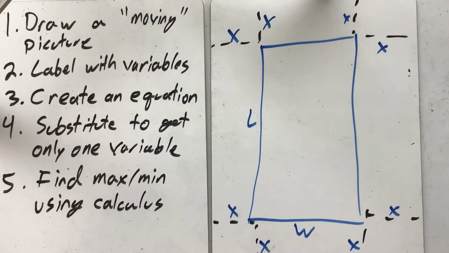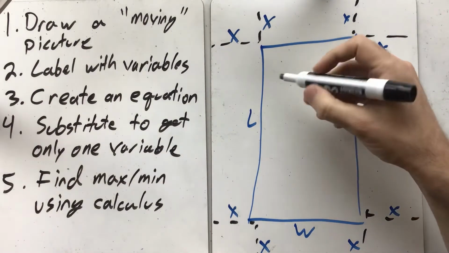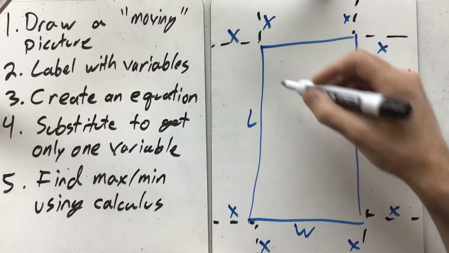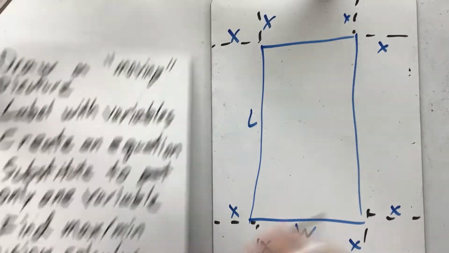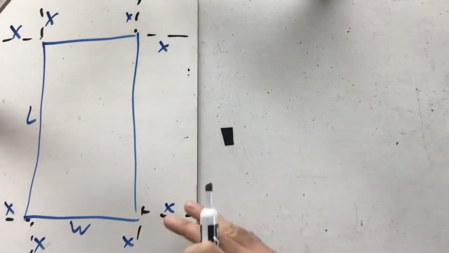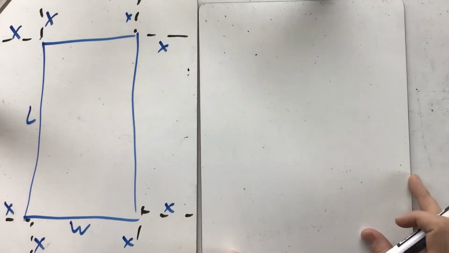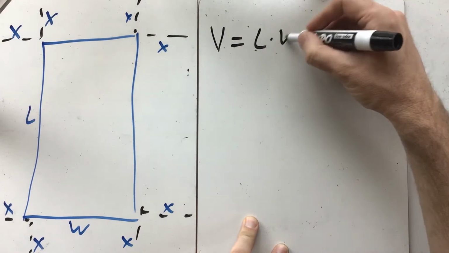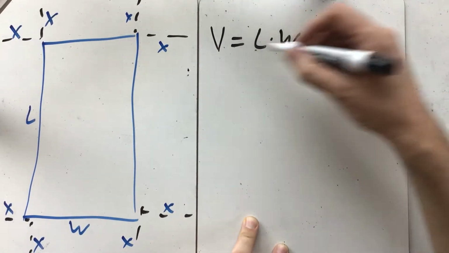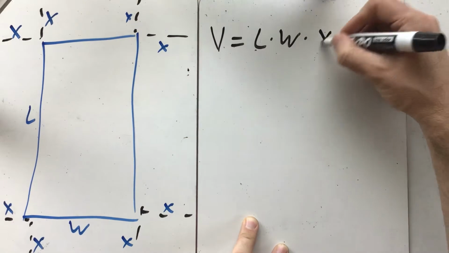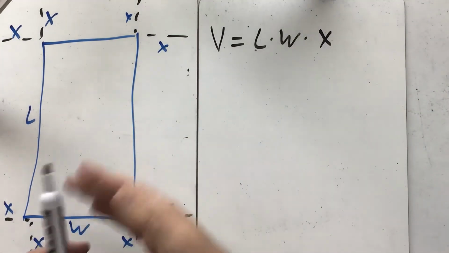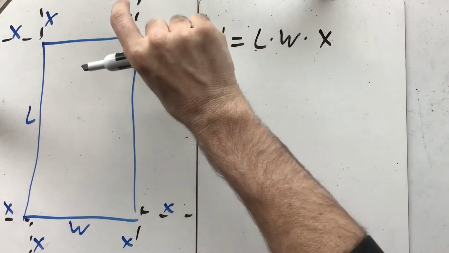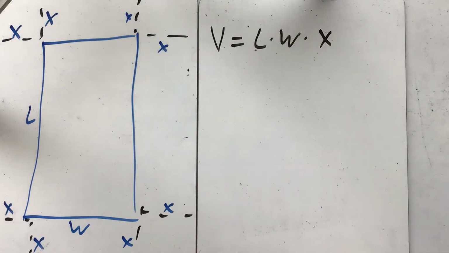Well, I need an equation to work with, and my equation is that the volume, well, we know volume is length times width times height, but in this case height is just going to be X, because if you think about our picture, when we fold it up, this length is going to be how tall it is. So we get length times width times X.